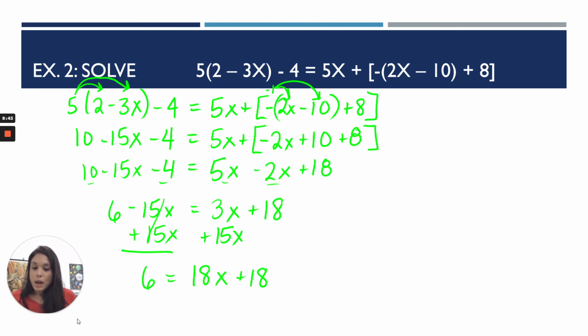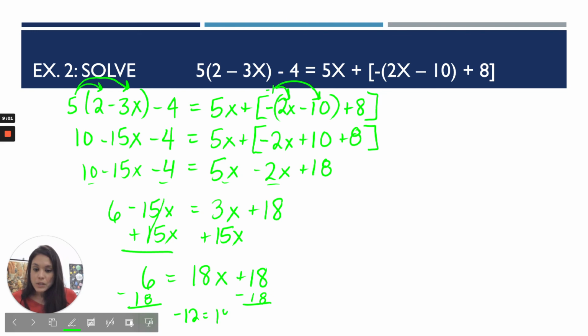Okay, so now I need to work to isolate this x. I've got this number here by itself, so I'm going to subtract, and that's going to cancel and become 0. 6 minus 18 is negative 12 equals 18x. To get rid of this 18 times x, I divide both sides by 18.